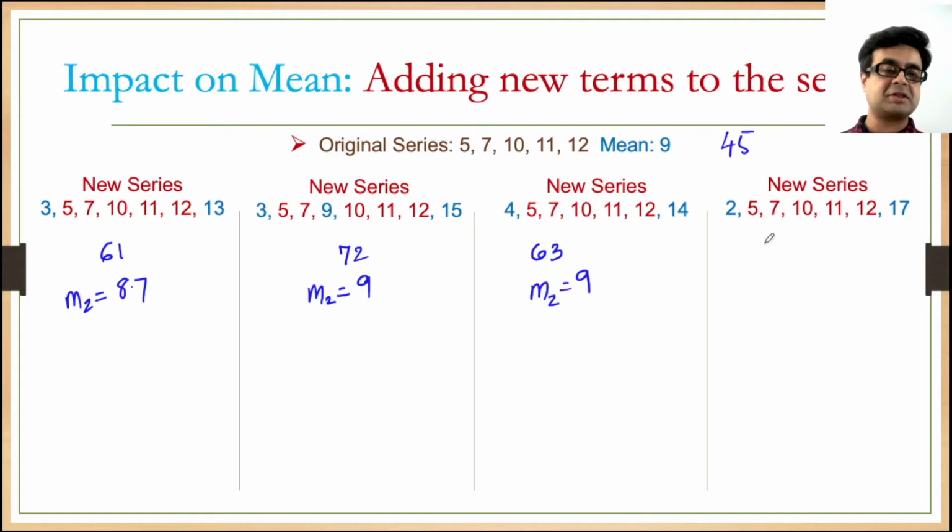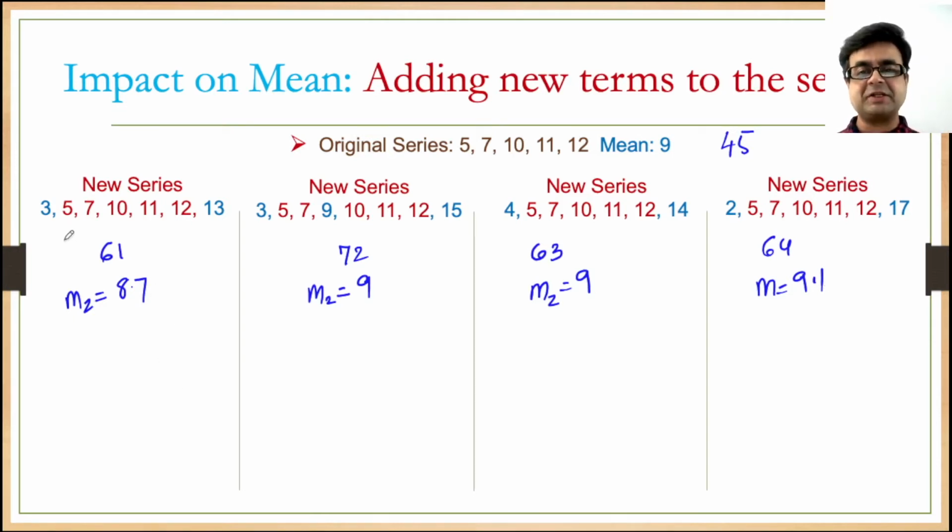In this case, the sum is going to be 64 and the mean is going to be 9.1. So let's look at the underlying pattern, what is happening, and is there any way for us to really look at the new numbers that are being added and predict what will happen to the mean. Okay, so let's look at the first series.